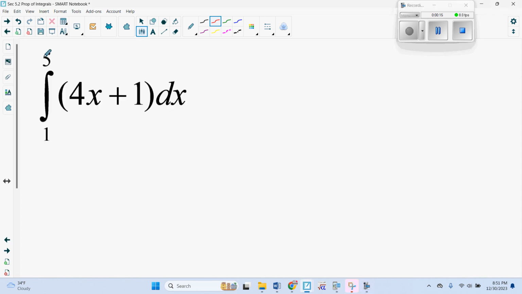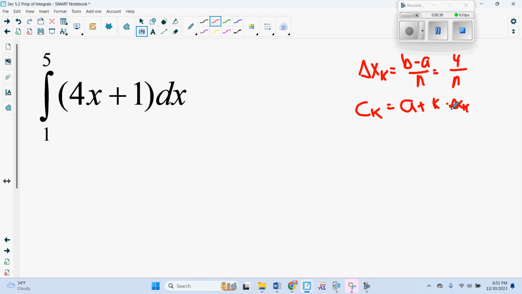First, consider this integral from 1 to 5 of 4x plus 1. Now, from what we did in the last section, we could talk about our delta x sub k is b minus a over n, so this would be 4 over n. Our c sub k is a plus k times delta x. And we could go through all of that, plug that in and do our Riemann sum.